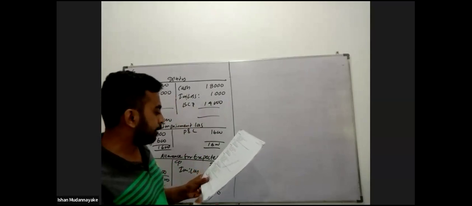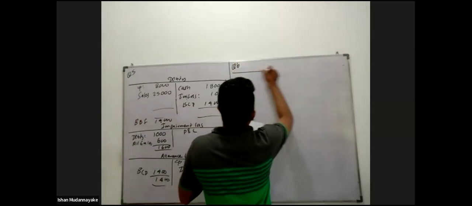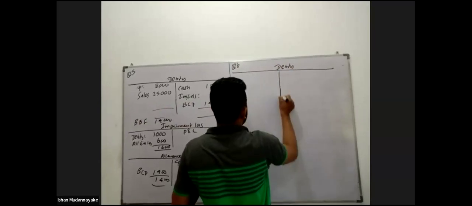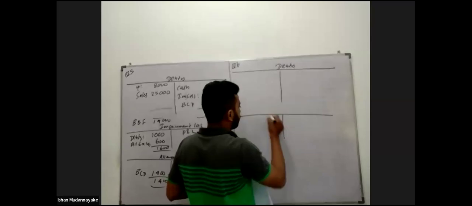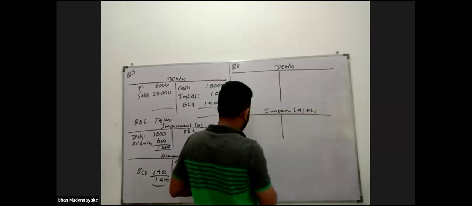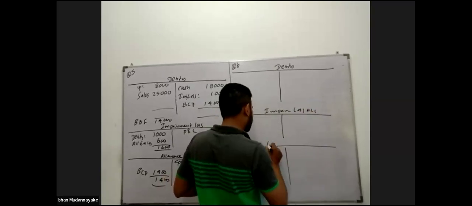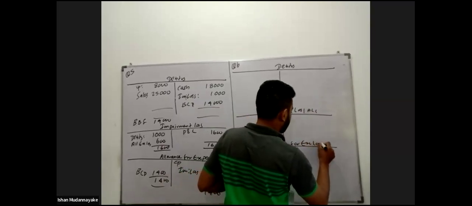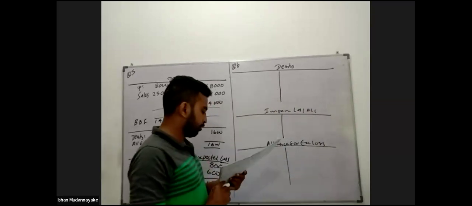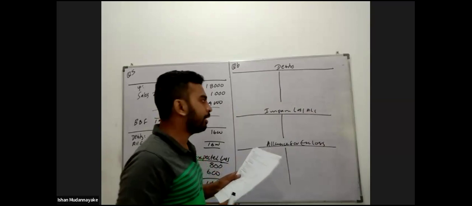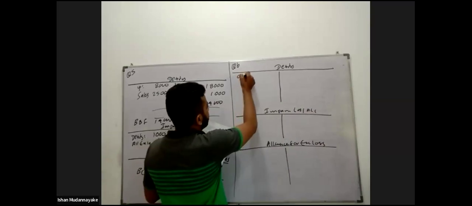Question number 6. Quickly look at the question number 6. Debtors account, and then impairment loss account, and then allowance for expected loss. Opening debtors balance you need to calculate. We'll calculate the opening balance.